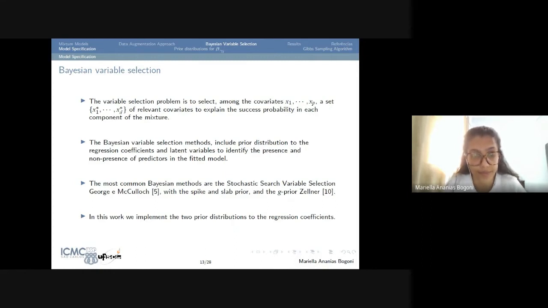The Bayesian variable selection methods include specific prior distributions for the regression coefficients, and we usually add another set of latent variables that will be useful to identify the presence and the non-presence of the predictors in the model. The most common choices for the prior distributions are the spike and slab prior and the G prior. So in this work, we implement these two prior distributions for the regression coefficients.